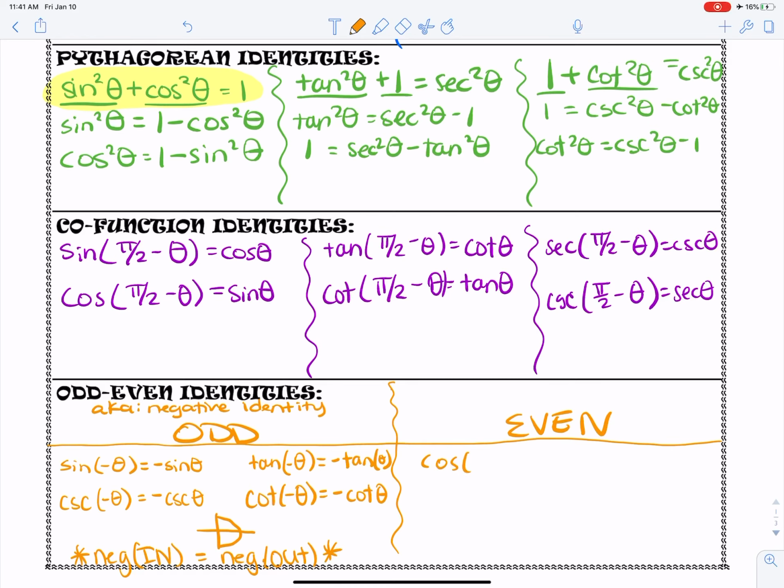Now we got to do the even. Even is cosine of negative theta equals the cosine of theta, and secant of negative theta equals the secant of theta. So in other words, whether you plug in a negative or a positive, both answers are the same. So here's how I remember this one, because this is the only one whose picture is opposite. But also, my little thought is, with a negative is the same thing as without a negative.